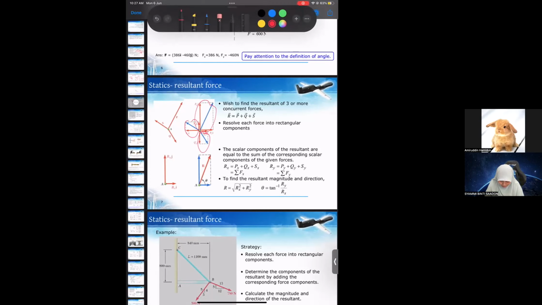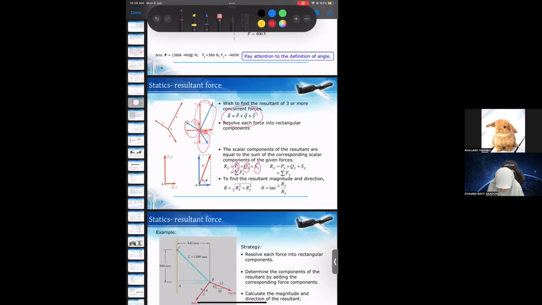By knowing all the components, the sum of the components PX, QX, SX will become Rx, since the vector R is the sum of the forces P, Q, S. So the components of the forces PX, QX, SX are the sum of the X component of force R. I repeat: since R is the sum of the forces P, Q, S, the components PX, QX, SX, and also PY, QY, SY, will become the components RX and RY.